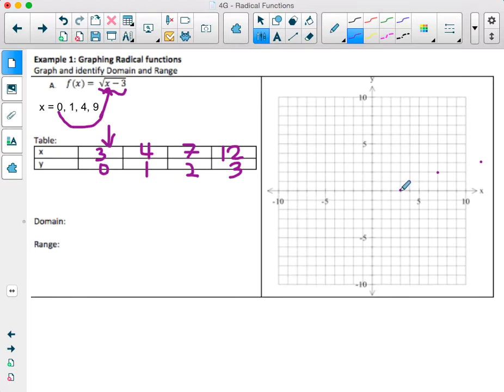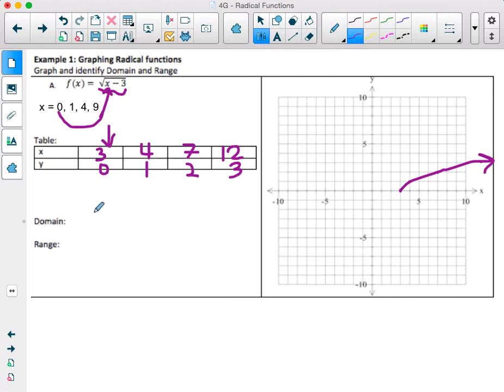So hopefully you see that it's going to start here. It's never going to go past here, because I can never plug in a number that would cause me to get a number less than 0 here. So I'm going to start here, and I'm going to connect these dots. I'm going to make sure it doesn't look like a line. It kind of looks like a nice curve, and it goes up to the right.